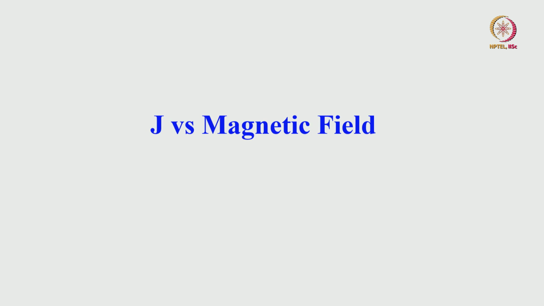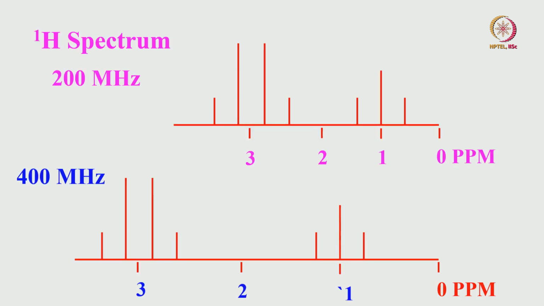I showed several examples: 200 megahertz, 400 megahertz, 600 megahertz. In the ppm scale it remains the same, but in the frequency scale I showed you how the spreading becomes better and better. The same thing. Now what will happen to the J coupling when you change the magnetic field? You will understand this one.